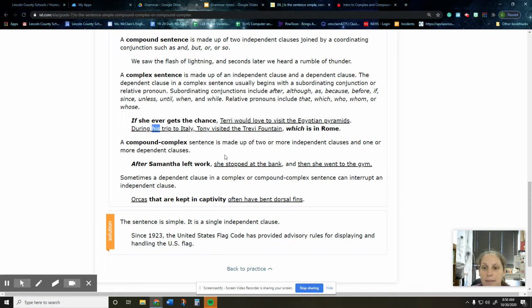Compound complex sentences have two or more independent clauses, right? So you're going to have usually something like this, where it's joined with a coordinating conjunction and a comma. She stopped at the bank, then she went to the gym. Those are two complete sentences, but it has another one or more dependent clauses. After Samantha left work. So again, after is our subordinating conjunction. So Samantha is my subject, left is my predicate, okay?